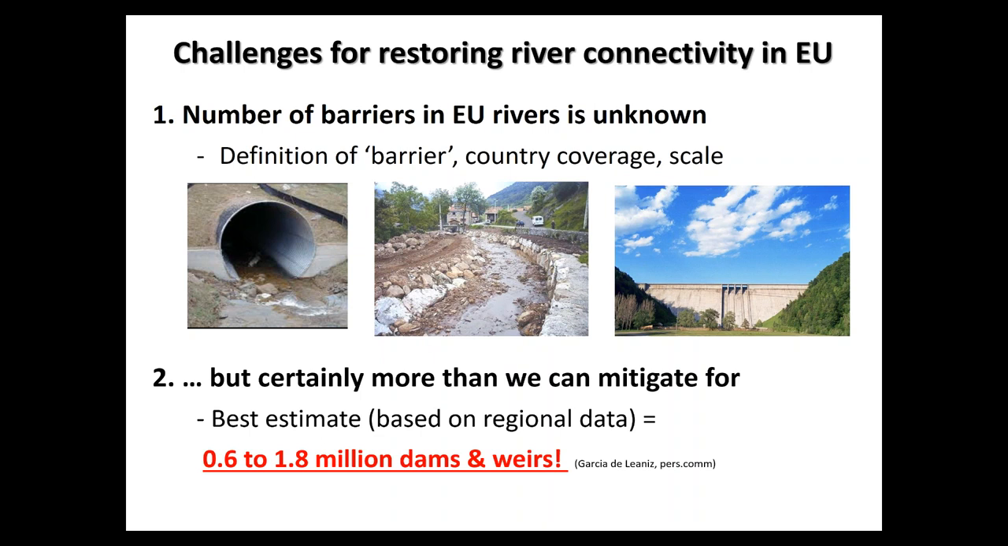And what we have seen from a qualitative survey based on some regional data is that probably the number of barriers in European rivers is huge, and probably more than one we can mitigate for. So it is estimated that more than 1 million dams and weirs are impacting our rivers. So since this number is so big, the challenge is also to provide a prioritization tool to deal with the problem of river fragmentation because of barriers.